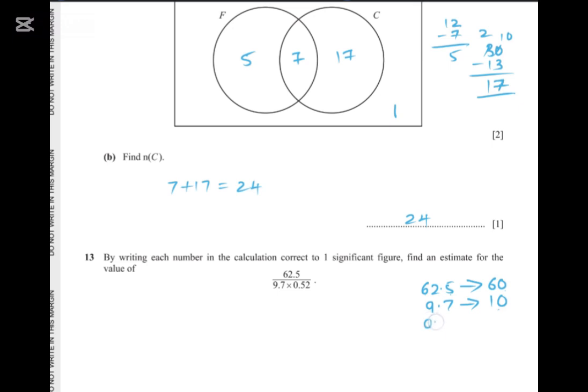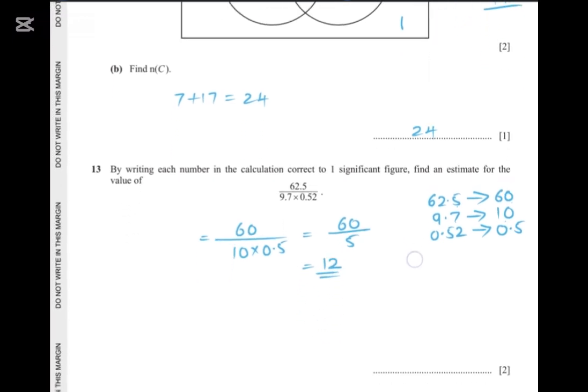For 62.5, the highest place is the tens place and the remaining 2.5 is less than 5, so you round down to 60. Then 0.52 to one significant figure: the highest place is the tenths place and the hundredths digit is less than 5, so it stays 0.5. So we take 60 by 10 into 0.5. 60 by 10 into 0.5 is 3. So the answer is 3.